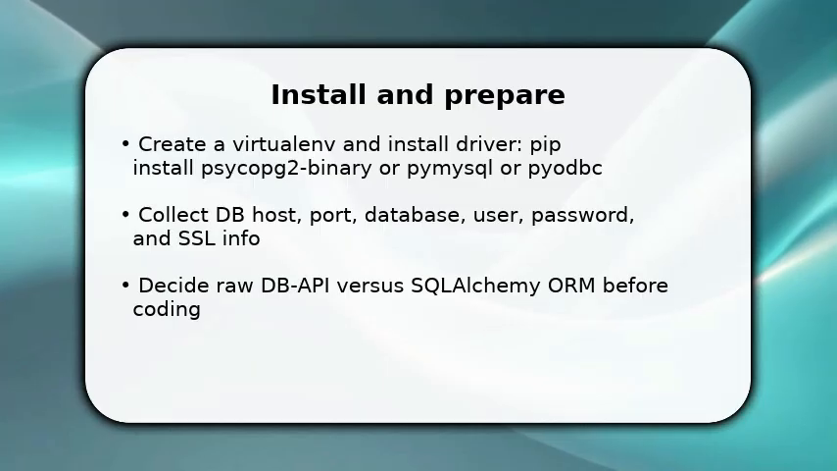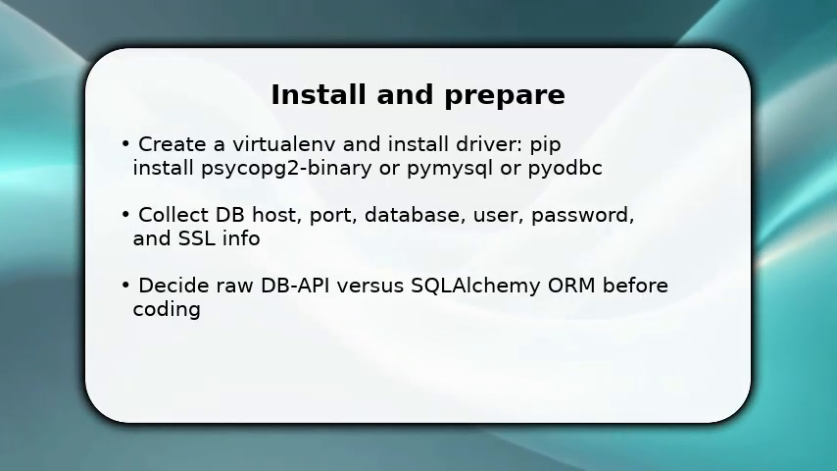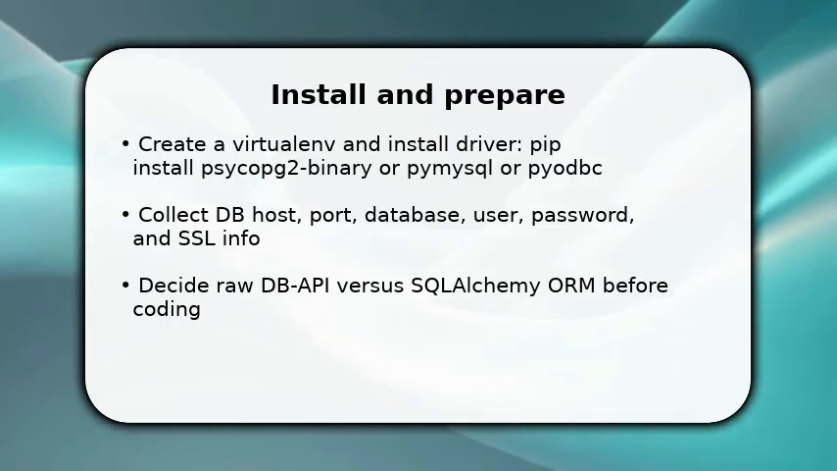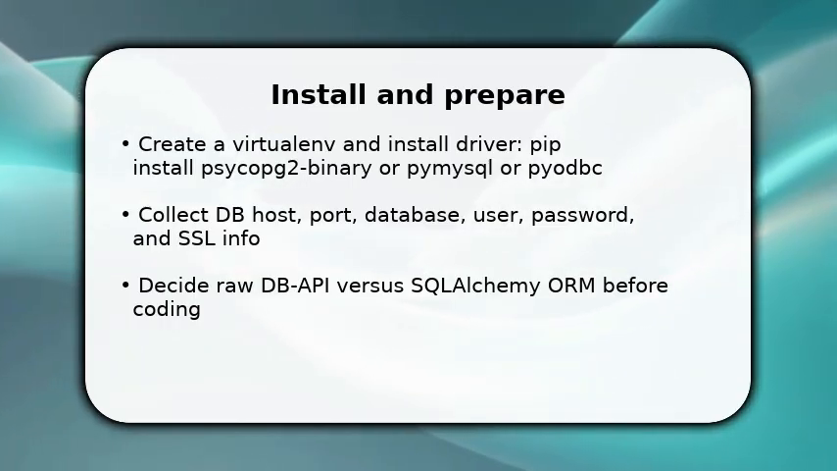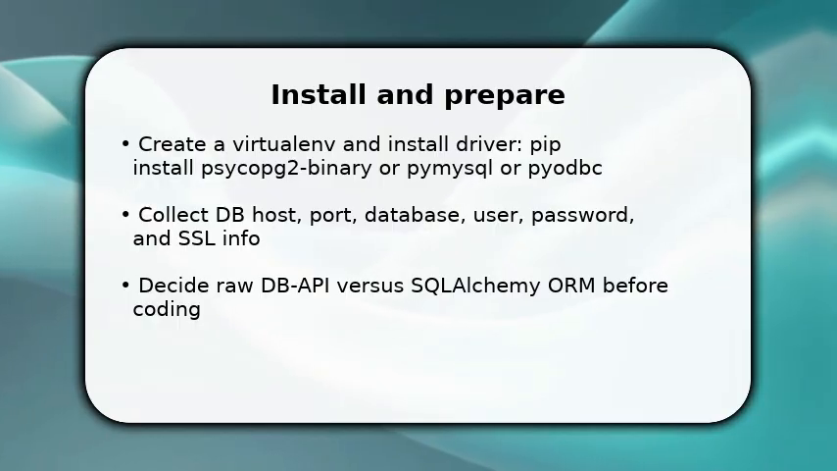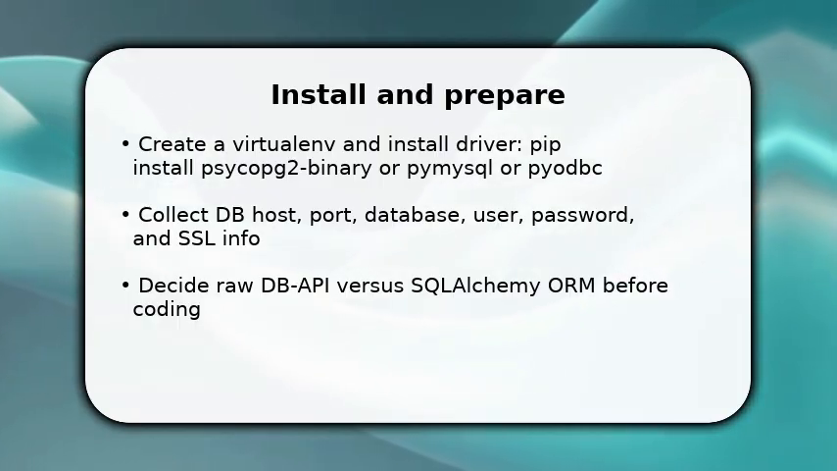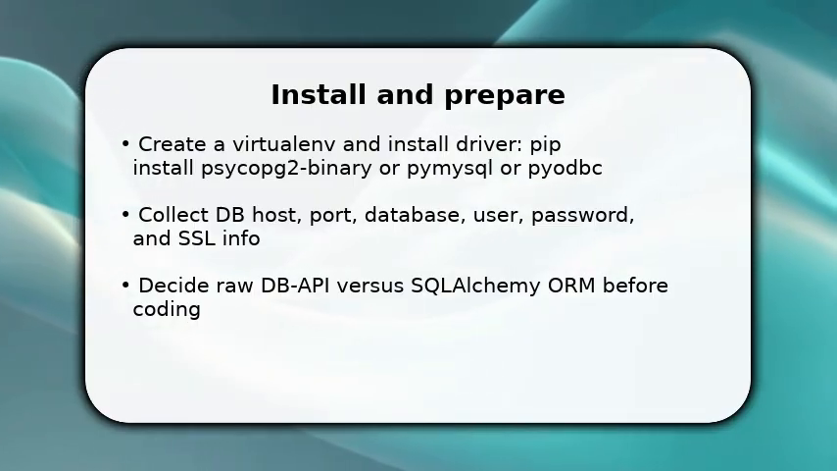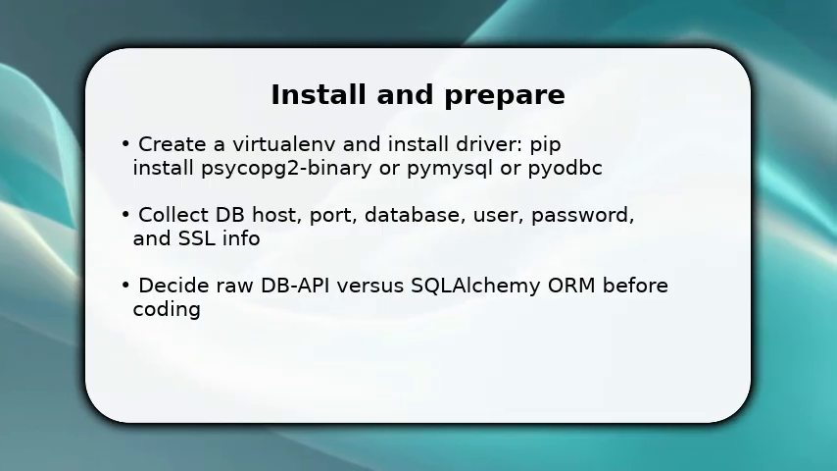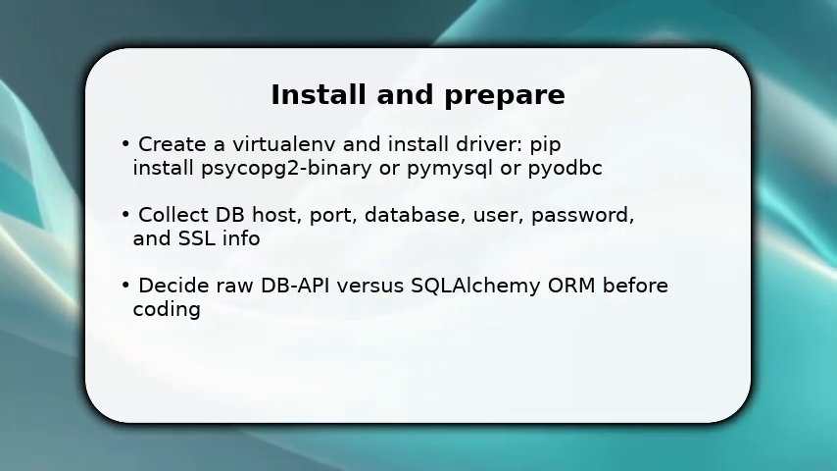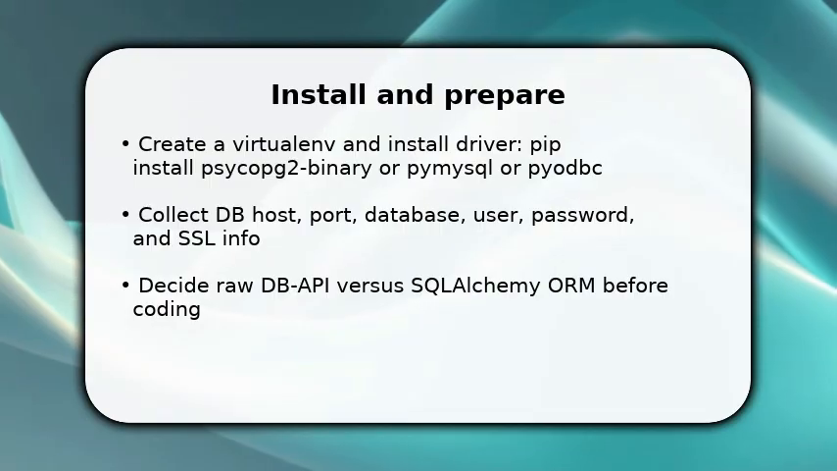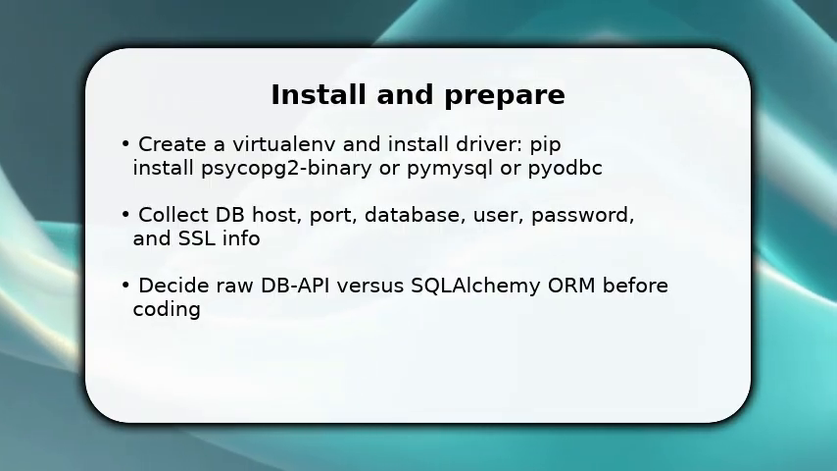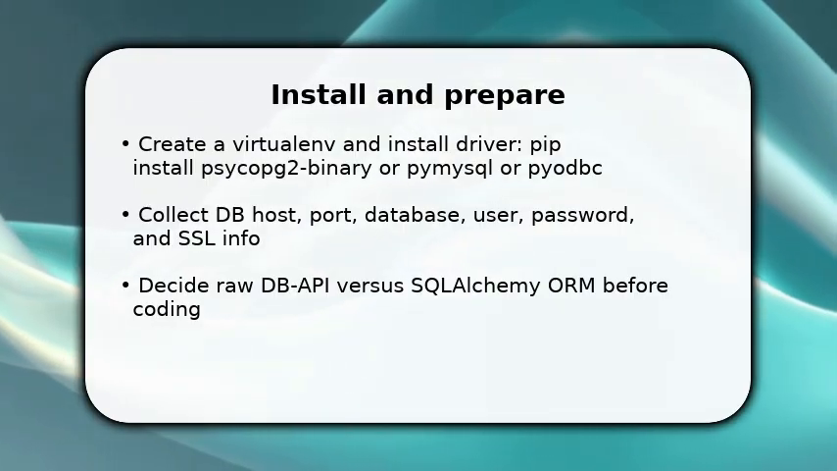Enjoy the video. You start by preparing the environment. Create a virtualenv and install the appropriate driver for your database. Once done, gather the connection details: host, port, database name, user, password, plus any SSL configs, because you will need them immediately. Make sure to choose whether to use low-level DB API calls or SQLAlchemy ORM. This decision changes how you structure your code.